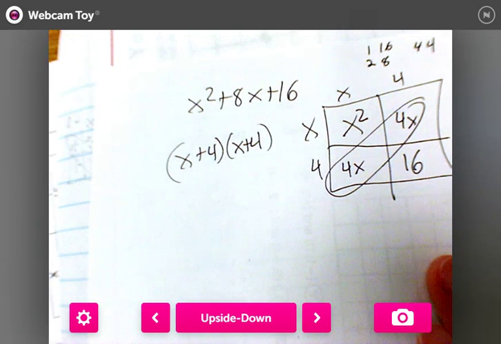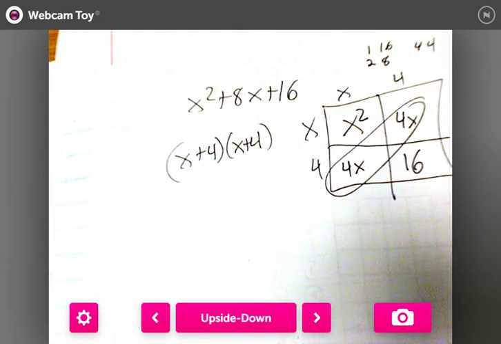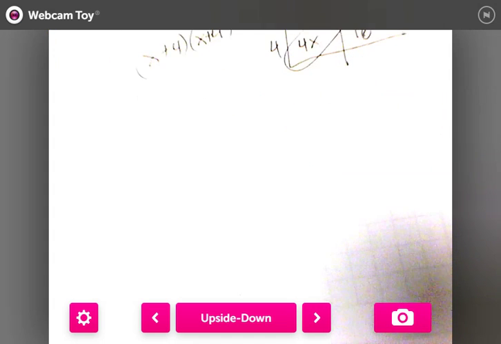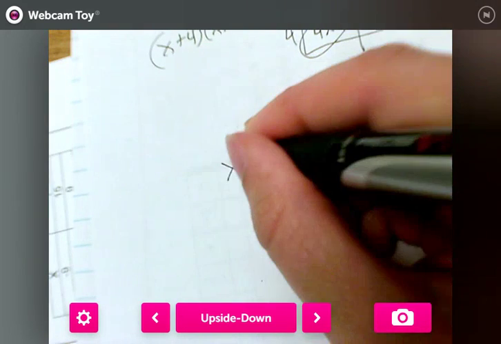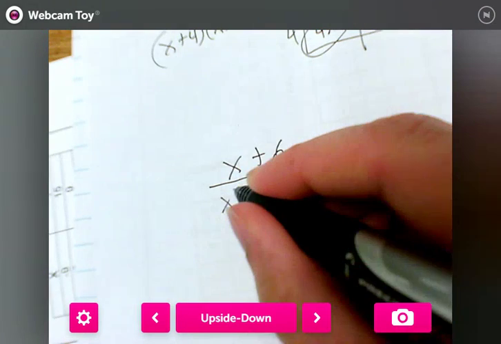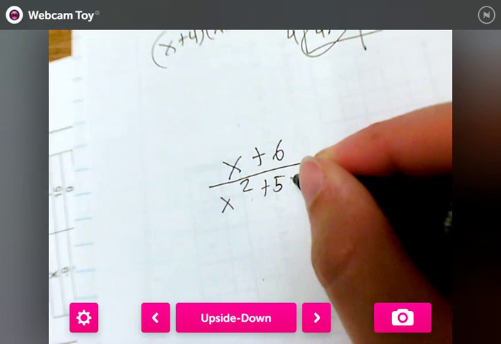Okay? All right. Let's take a break from this so you can put this worksheet to the side. I am going to have you try a couple of these each day as we're practicing. But let's try a different problem that's going to look like your homework for today. Let's try x plus 6 over x squared plus 5x minus 6.